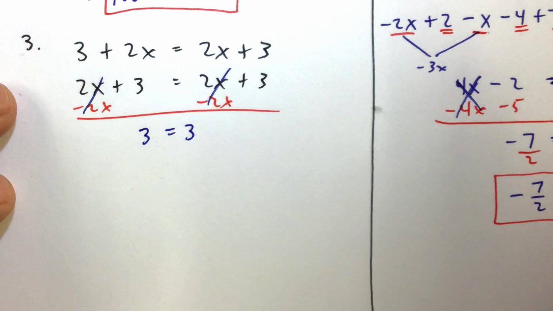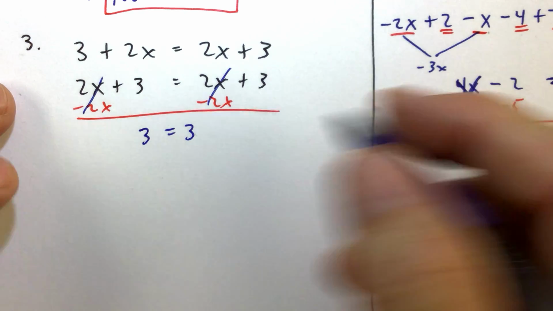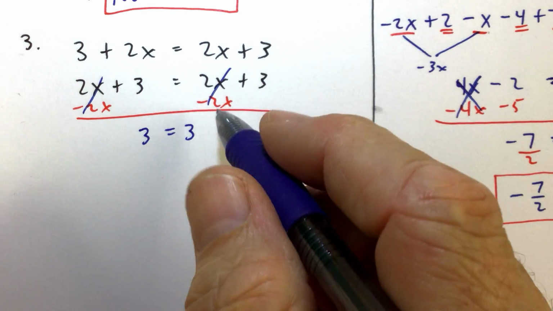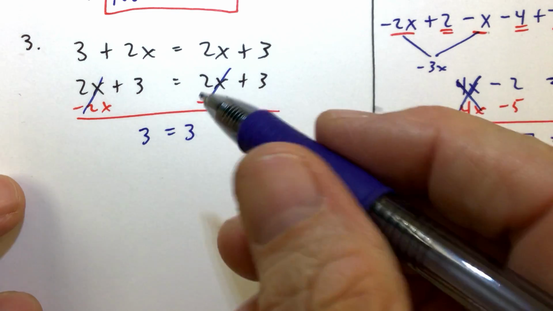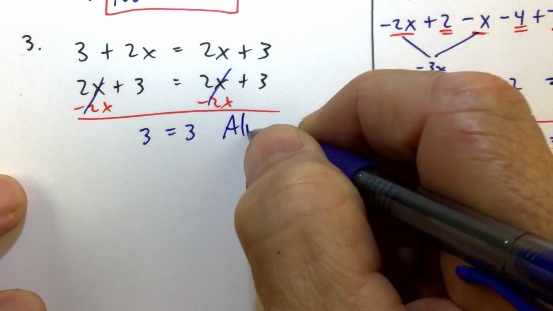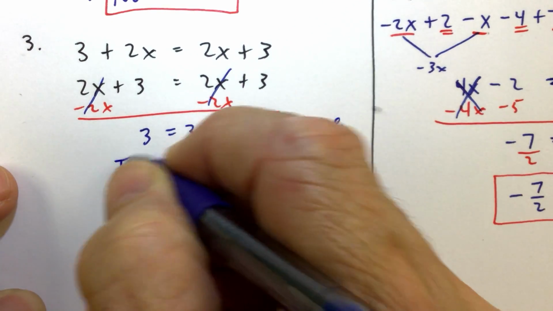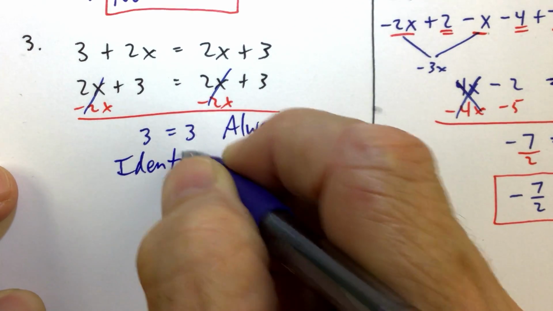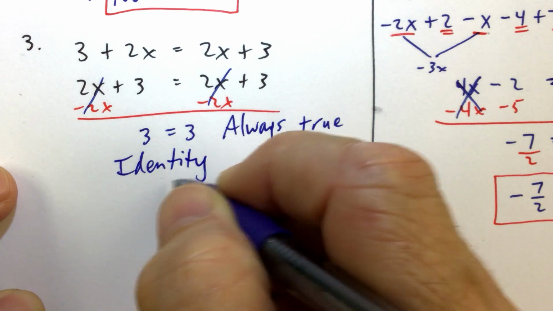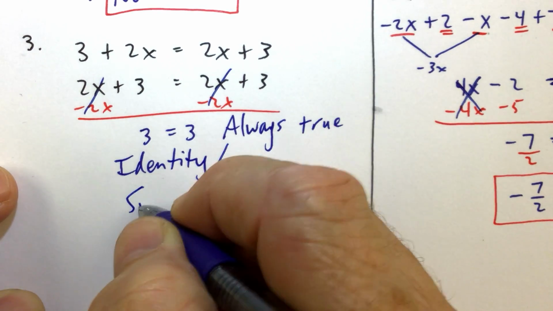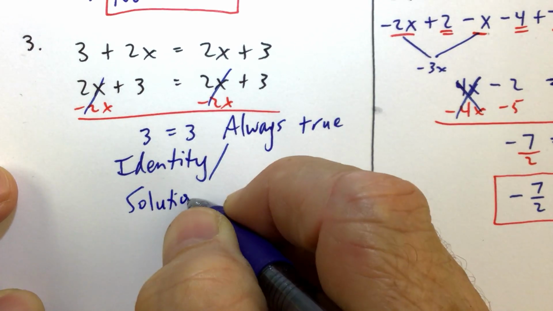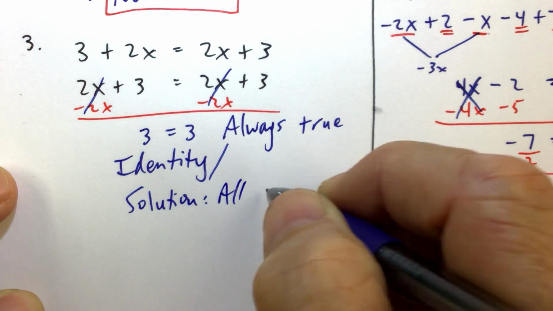Well, 3 is always equal to 3. So regardless of what you replace x with, you're always going to get a statement that's true. And if you get a statement that's always true, we call that an identity. Okay, so we call that an identity. And you can also say that the solution is all real numbers.